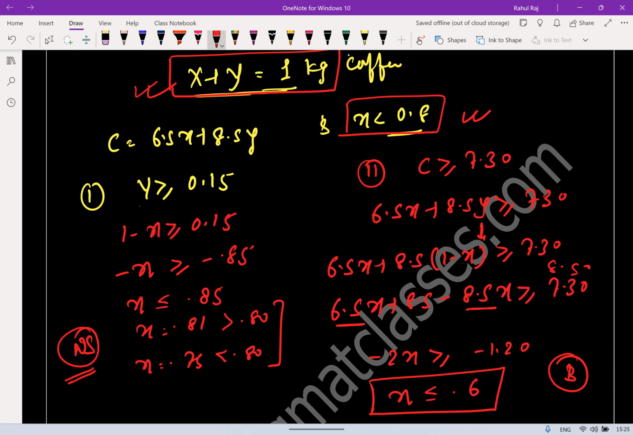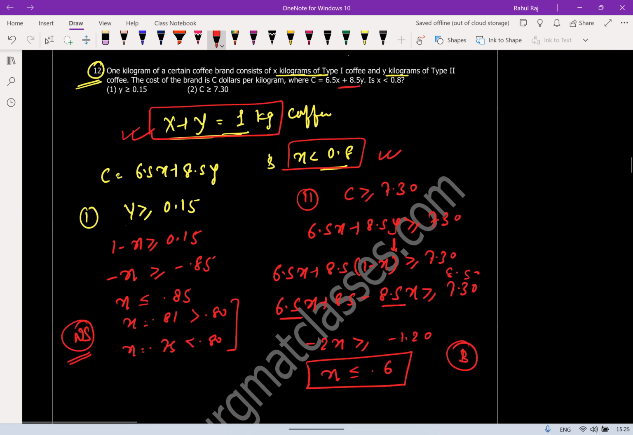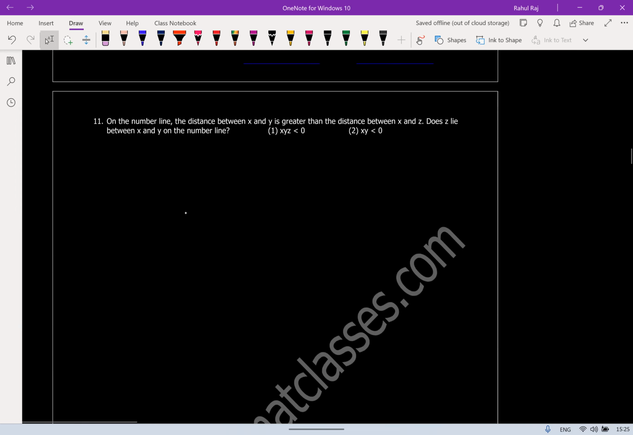There's no logic involved. It's normal calculations that you have to do in this question, if you understand the basics well. Agreed? Any problem here? No problem. Perfect. Can we do question number 11?